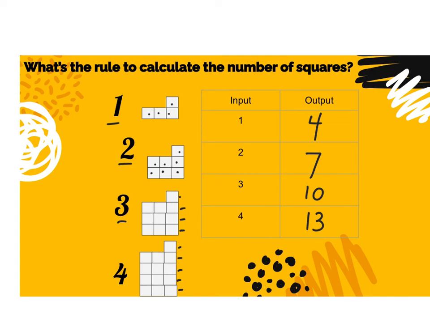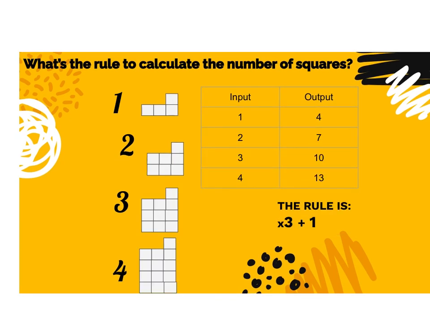Remember, this is a 2-step rule. So you're either adding, subtracting, multiplying, or maybe even dividing. Think about what you need to do to each one of the inputs to get to the output. The rule has to be the same and it has to work for all input numbers. Pause the video, try to work it out in your notebook, and then come back and check and see if you got it right. The rule is times 3 plus 1. Did you get it right?